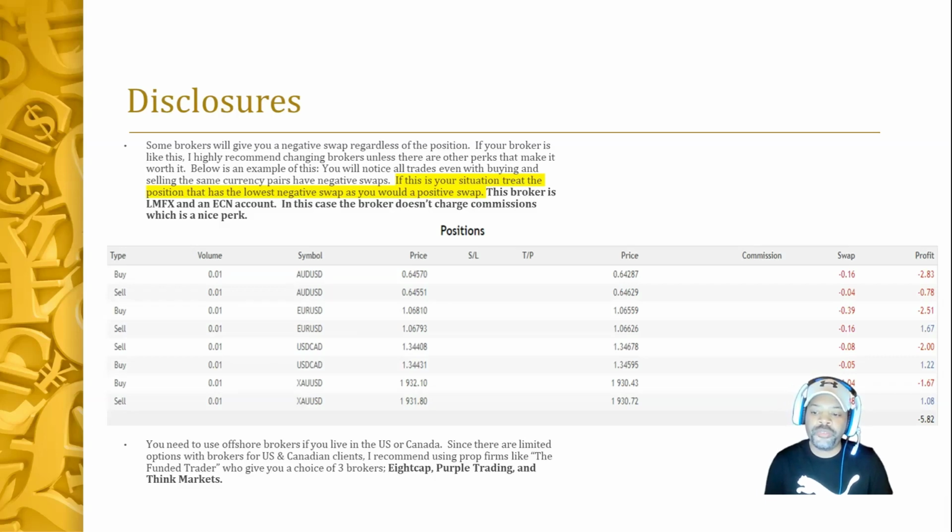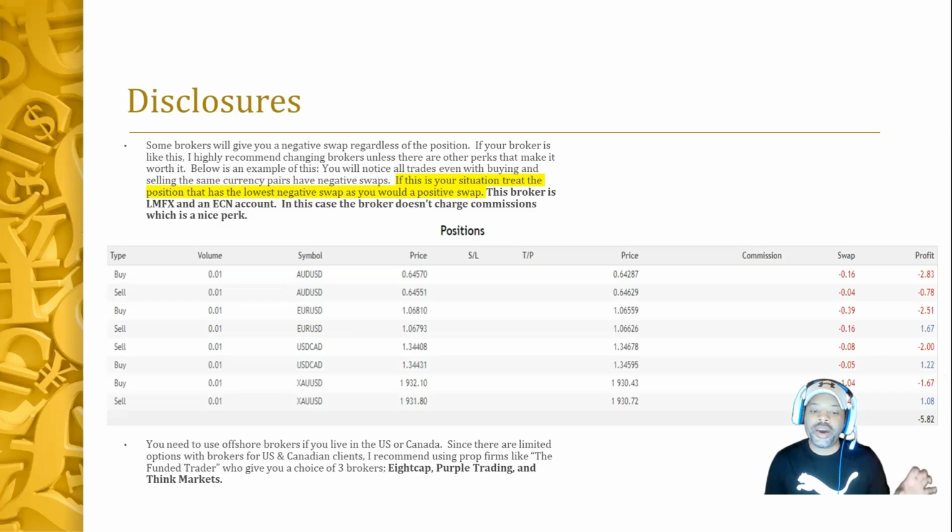So you can see there's quite a few examples of that on this chart. So that's something to keep in mind. And looks like the spreads are kind of high as well. So if you want to have a personal offshore account and you live in the US or Canada, these are things that you just kind of have to deal with. But in the end, all these trades turned out pretty well. So you need to use offshore brokers if you live in the US or Canada, since there are limited options for brokers.